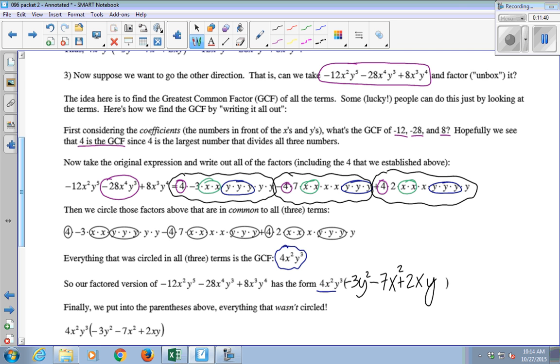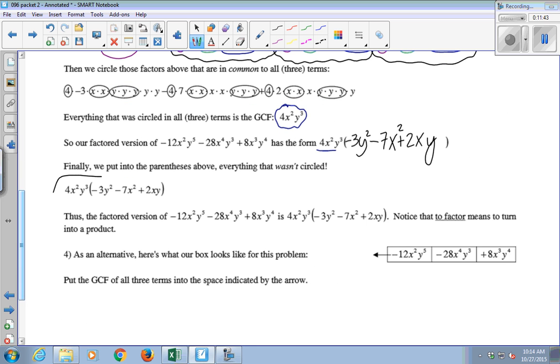So that is the factored form. We unboxed it, right? We took the multiplied together version and we rewrote it as a multiplication problem.